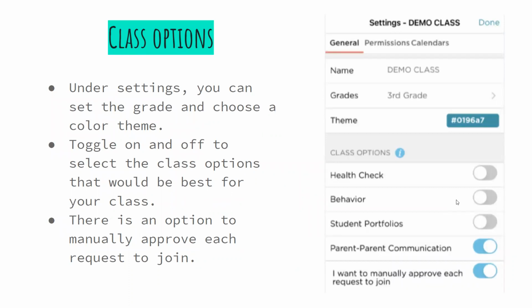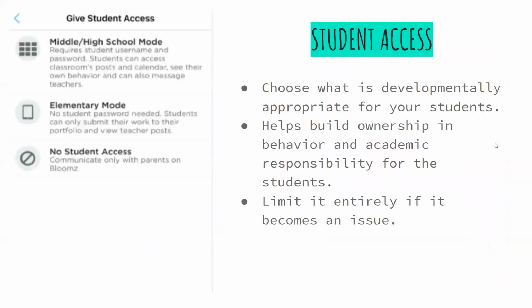Now, under your settings, this is using the demo class again, you have the option to choose which grade you teach. You can pick a color theme, and then there are class options where you get to decide what's going to be best for you. My favorite part about this is that you can choose to manually approve each request to join. That might take a little more time at the beginning of the year, but it is going to give you a lot of control over who has access to what you're putting up here and also who gets access throughout the year. You'll get notified and you'll have to approve that.